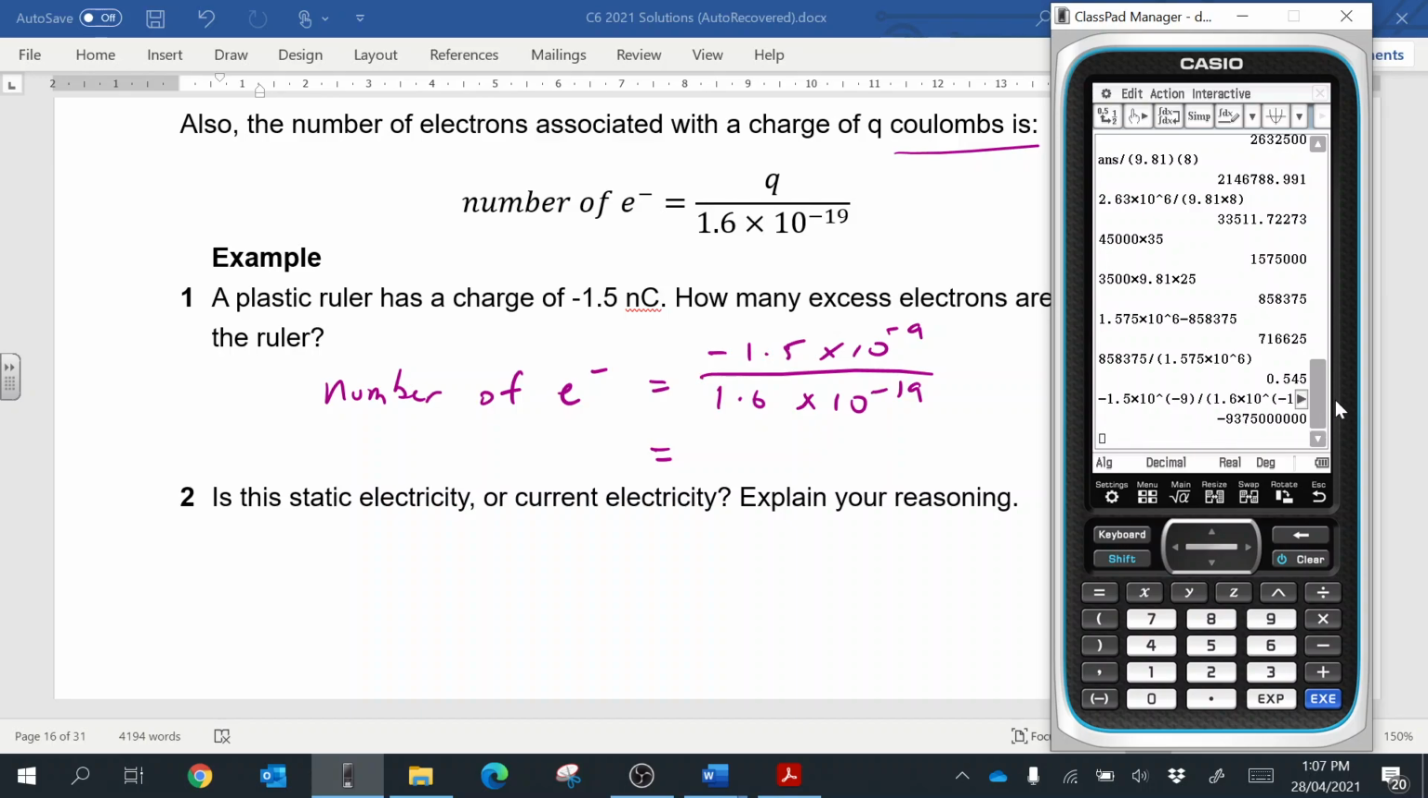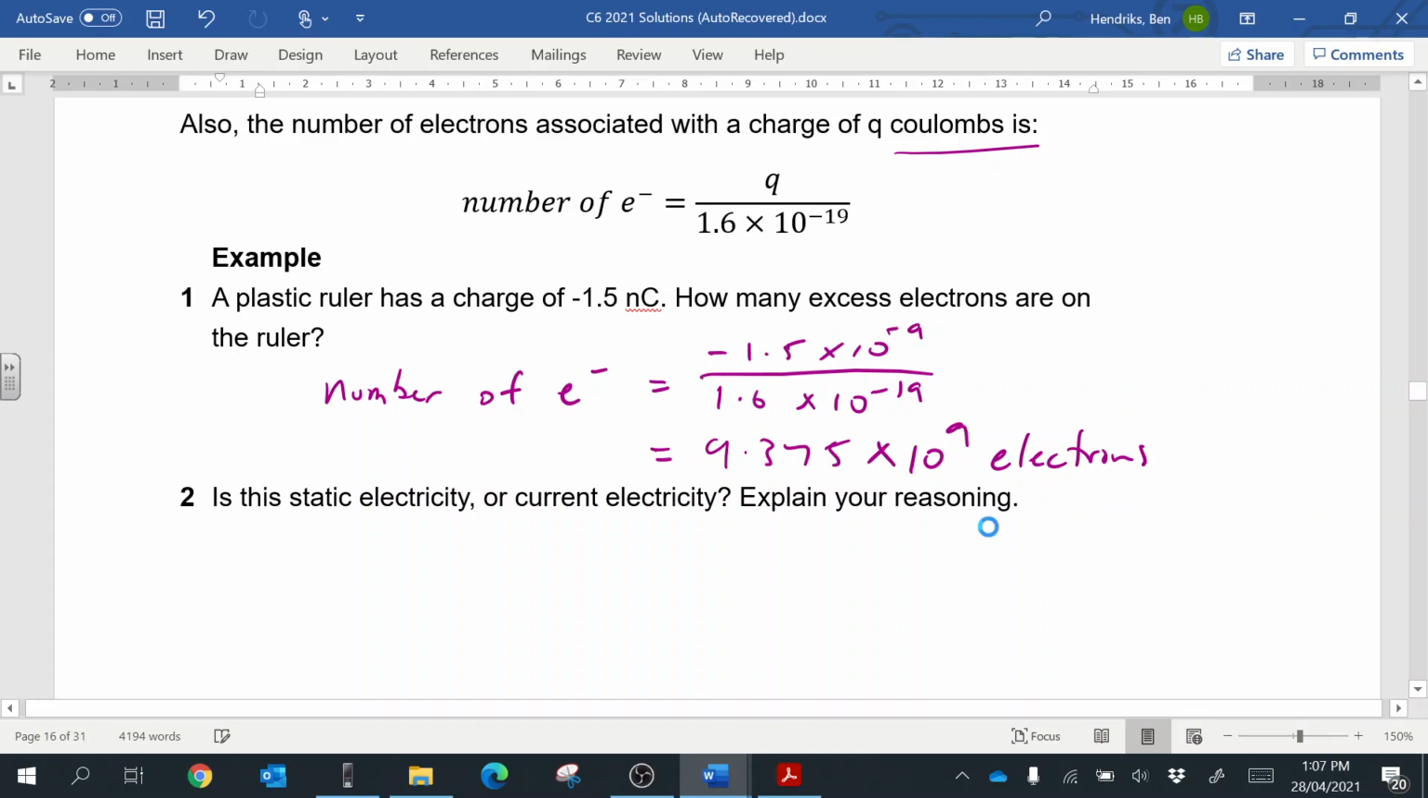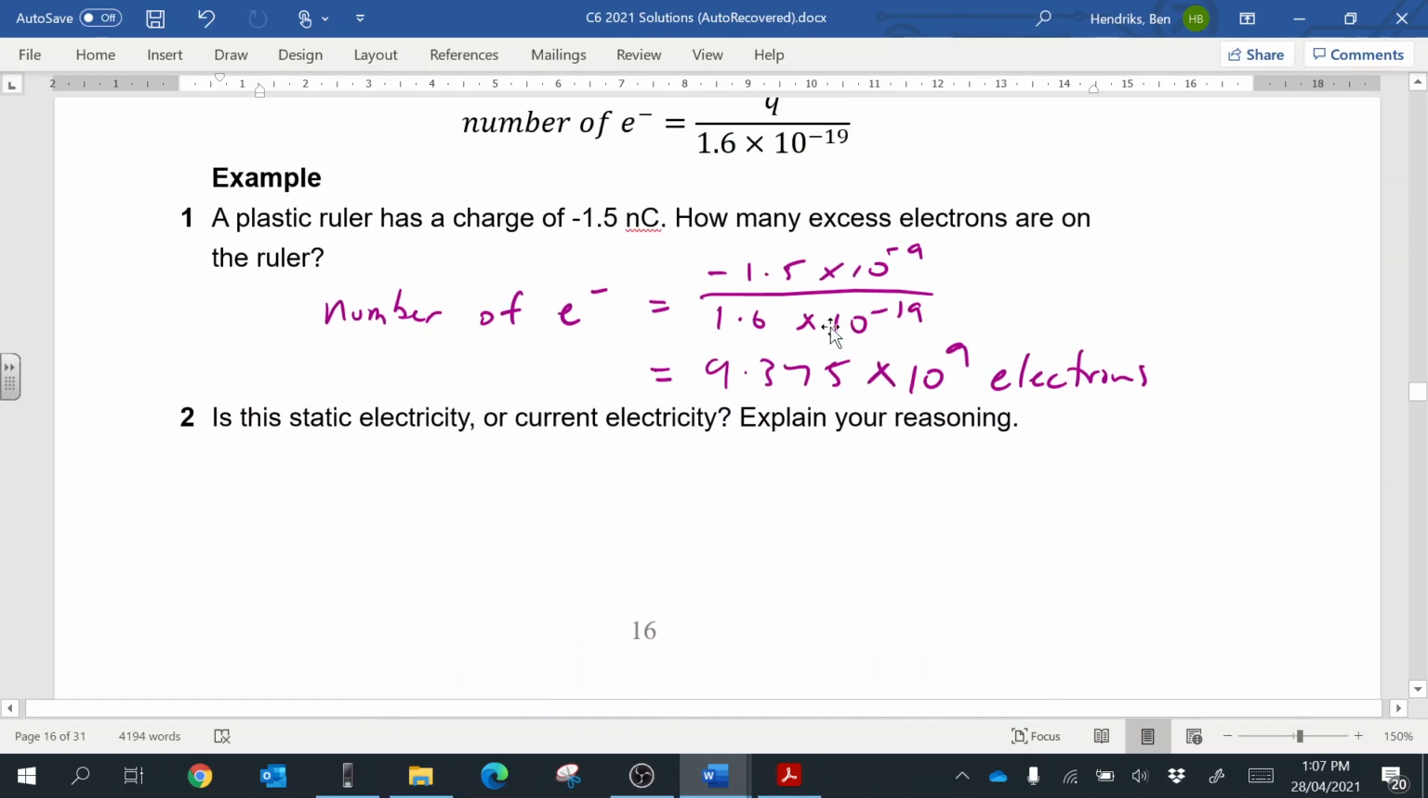But in reality, there is just a positive amount of electrons. So how many have we got? Let me count up. We've got the 9, and then 1, 2, 3, 4, 5, 6, 7, 8, 9 numbers after that. Let me count them again: 1, 2, 3, 4, 5, 6, 7, 8, 9. Yes, we're right. So it's 9.375 times 10 to the 9 electrons. It's a lot of electrons, that's 9.375 billion electrons.